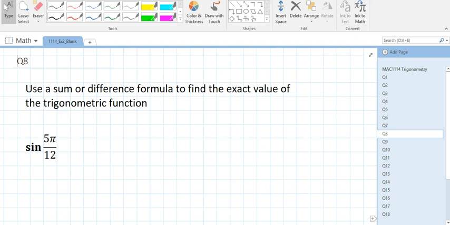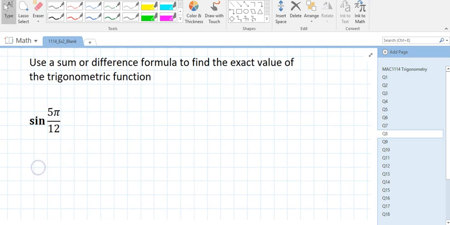So, 10.2 was all about the sums and differences of angles in trig. What they're giving you right here is they want you to find the exact answer of this using sums or differences. So if you try to go straight to your chart and look up sine of 5 pi over 12, you aren't going to see it. It isn't on there. Which means that this is made up of two of those angles that are on there through addition or subtraction. This is where we break this apart. We find the two angles that we know, and we can work with them from there.